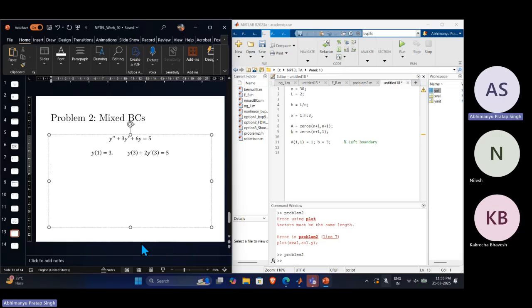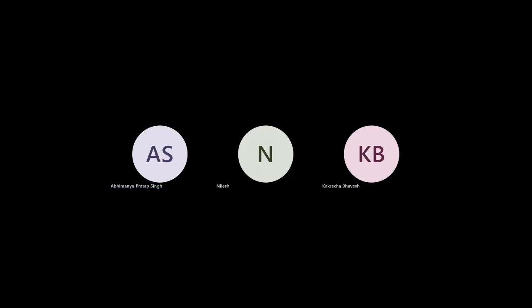Go back to the tablet. So the problem is y double prime plus 3y prime plus 6y is equal to 5.